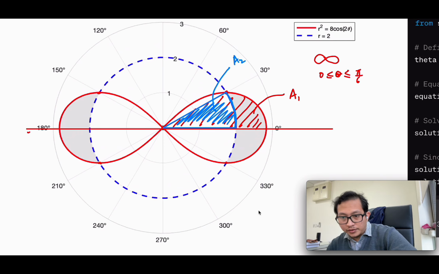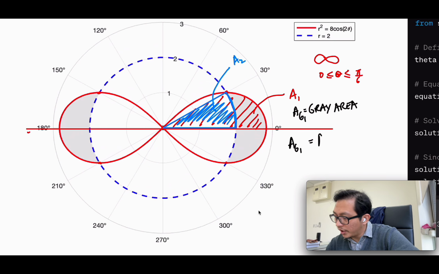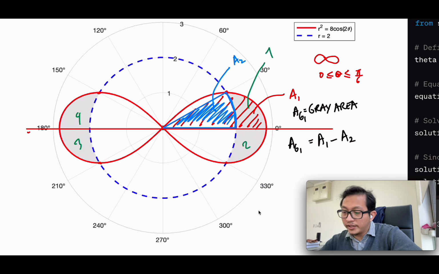So the shaded gray area, if we just look at area 1 and area 2, suppose the gray area is AG1. So AG1 will be A1 minus A2. And we have 1, 2, 3, 4, and it is symmetrical. So we just need to find this one area and then multiply by 4.